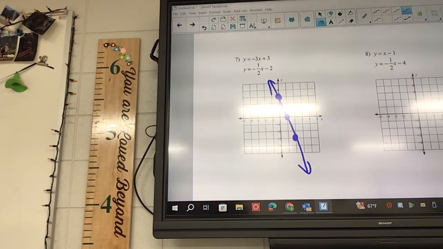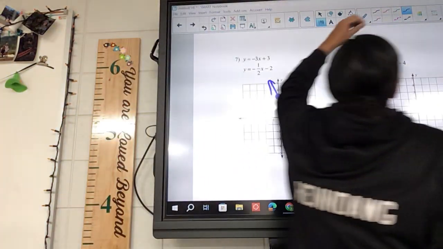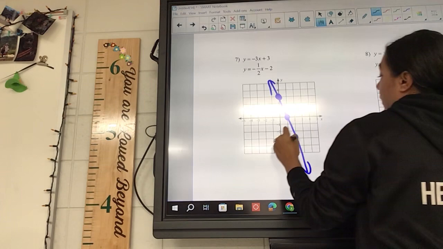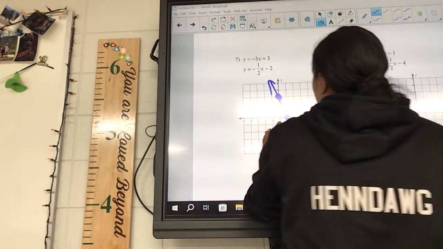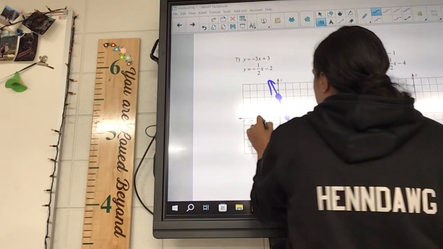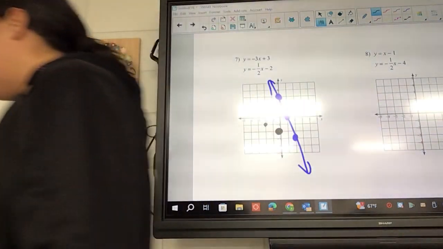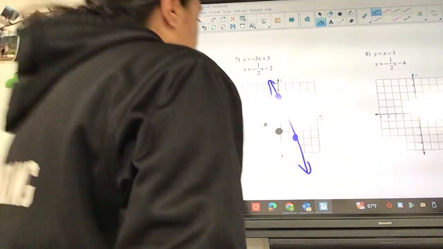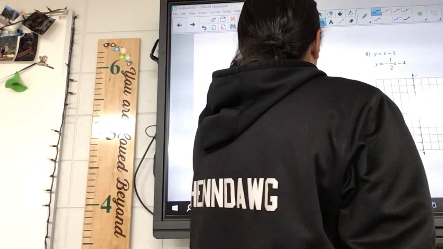Okay, line 2, where does it start? At -2. And it has a slope of 1 over 2. So if I go up 1, I'm going to go to the left 2, but up and over is not going to get me anywhere. So I'm going to go down 1 over 2, so that way these dots can intersect there.